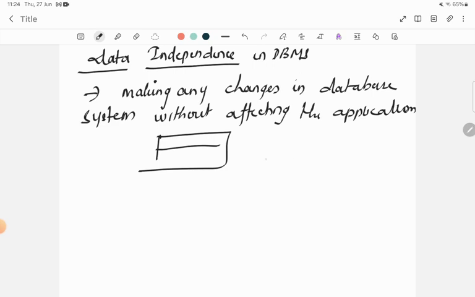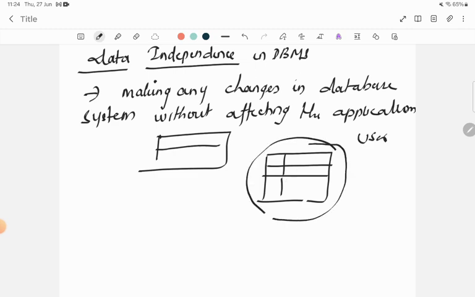If you make any change in the physical storage of data, or modify any storage device or indexing method, the user who is using this database is not going to be affected. He or she will never know that any changes are happening in the database. This is called independence. A change in any level of data should not affect other levels of data.